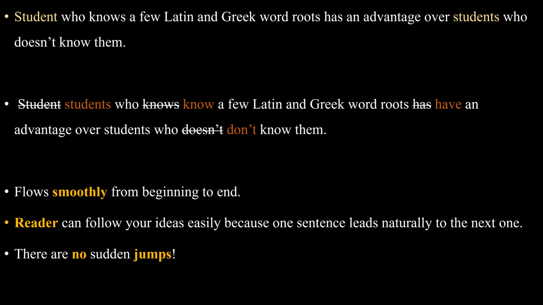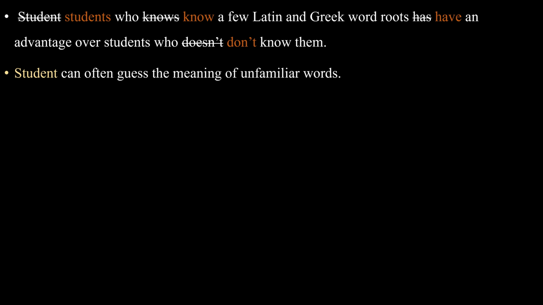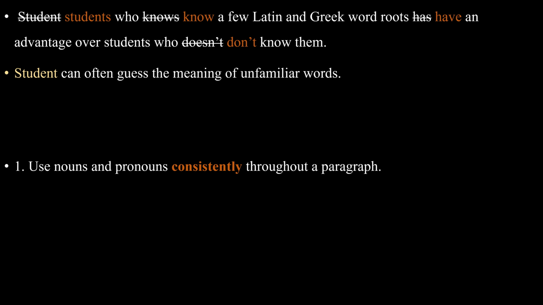Now, if we ask the author to continue writing his paragraph, he might write a sentence like this: "Student can often guess the meaning of unfamiliar words." If you notice again, he wrote "student," and in the previous sentence, he said "students." So there is no consistency here in the nouns, right? So the first way to make your paragraph coherent is to use nouns and pronouns consistently throughout your paragraph.